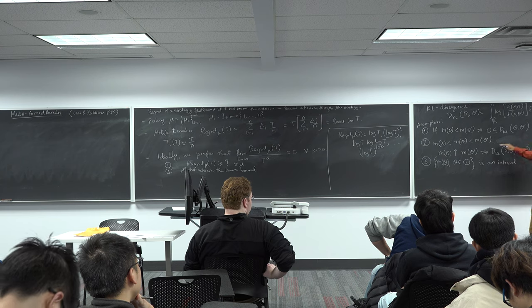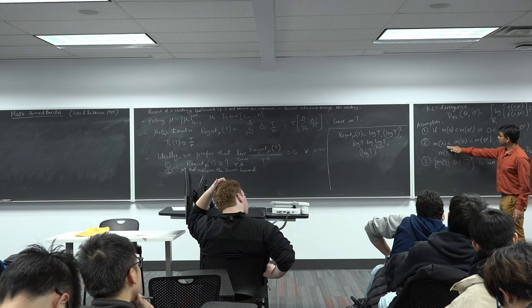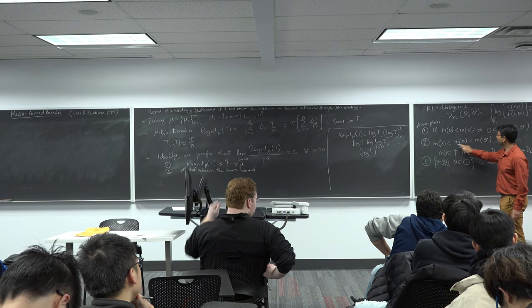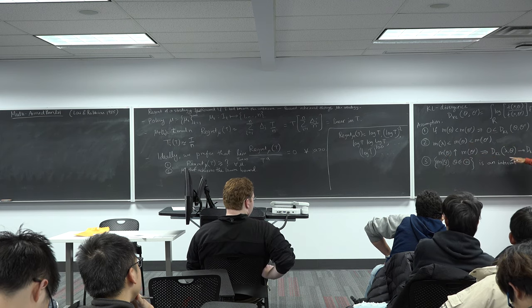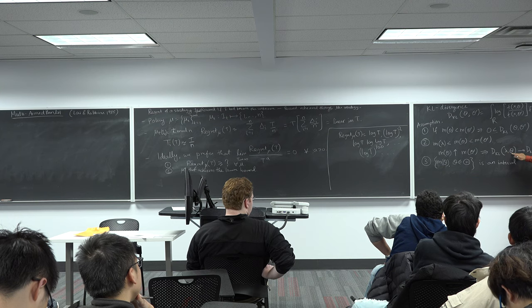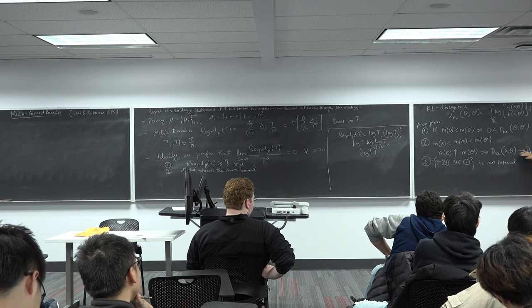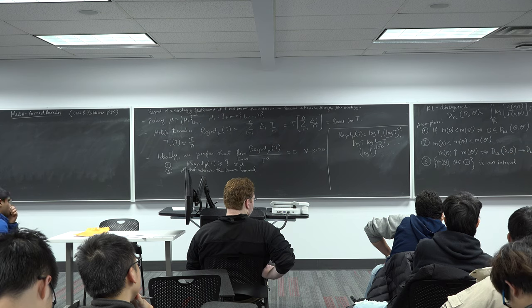The second assumption is, if you pick three different distributions, lambda, theta, and theta prime, and you let m(theta) go to m(theta prime), then your KL divergence between lambda and theta should converge to the KL divergence between lambda and theta prime. So some sort of regularity condition, some sort of continuity condition, is needed in order for the proof to work.